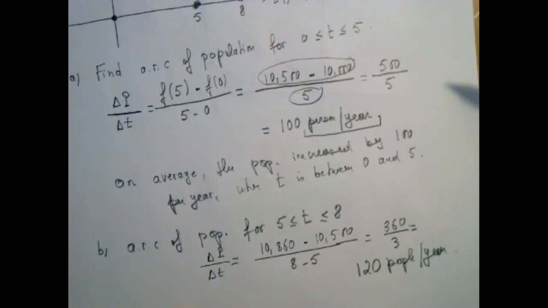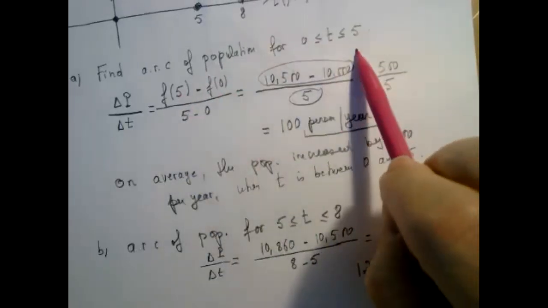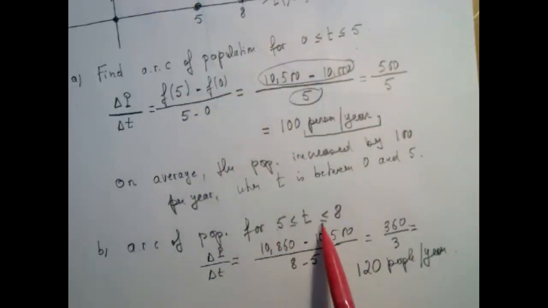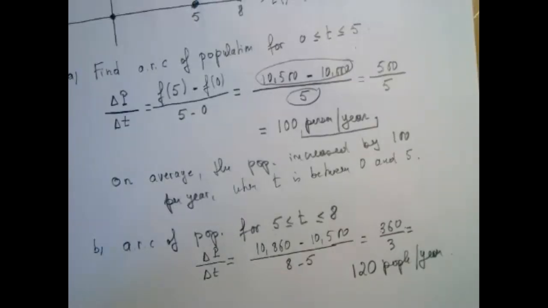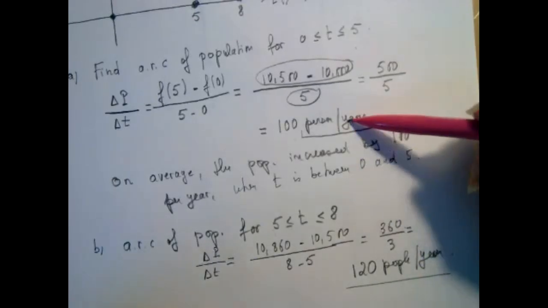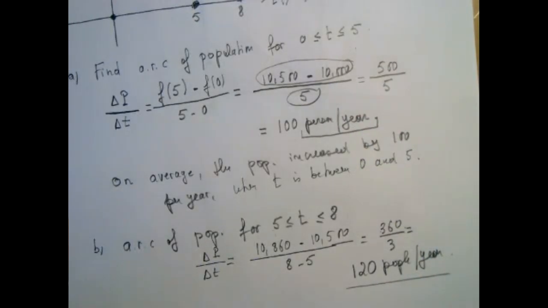Okay. So now I ask my original question again. When was the population increasing fastest? From 0 to 5 or between 5 and 8? Between 5 and 8, absolutely. Now we can answer the question without any hesitation, because between 5 and 8 it was averaging 120 people per year. However, here it was averaging 100 persons per year.